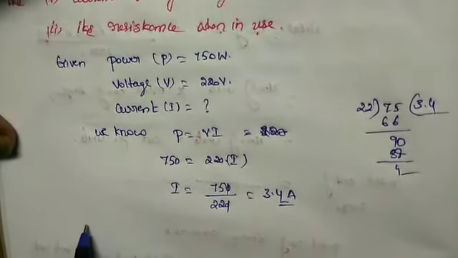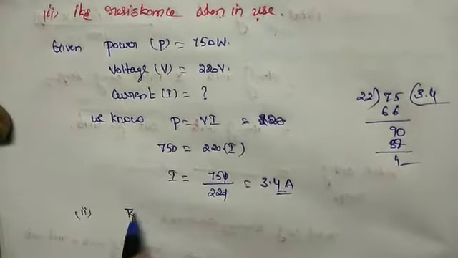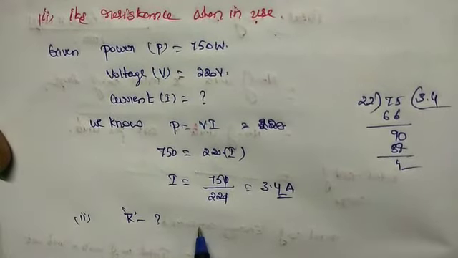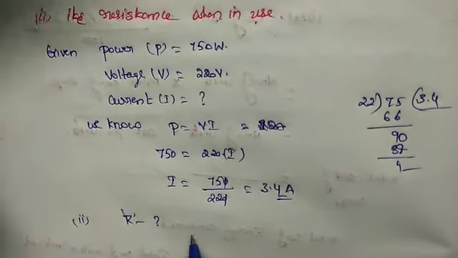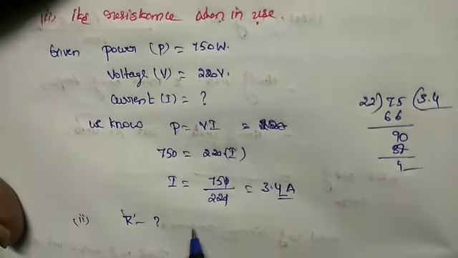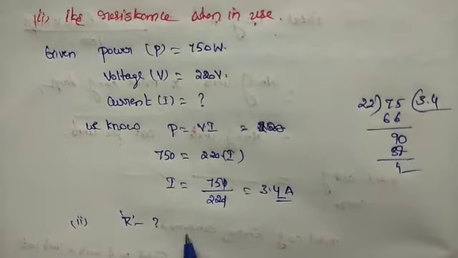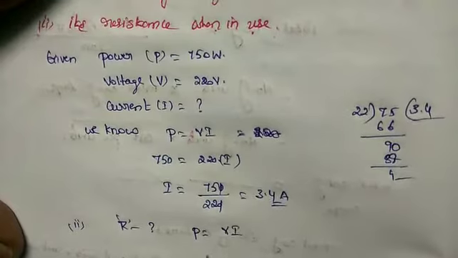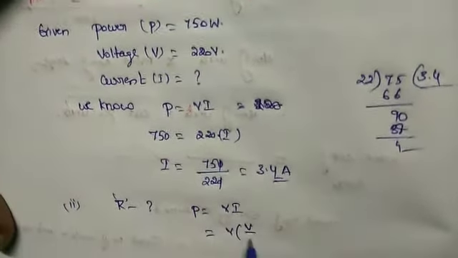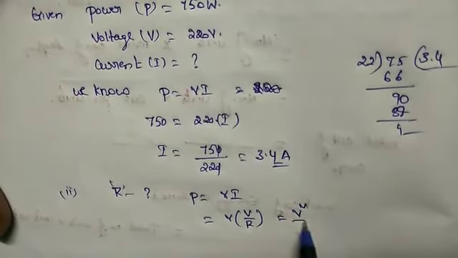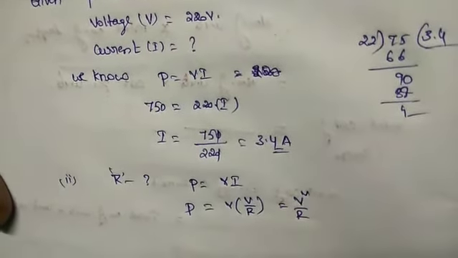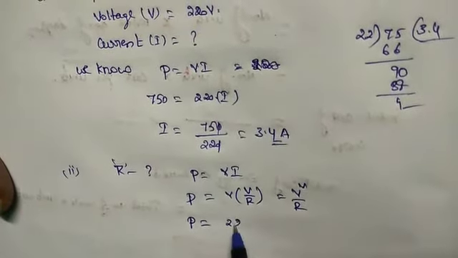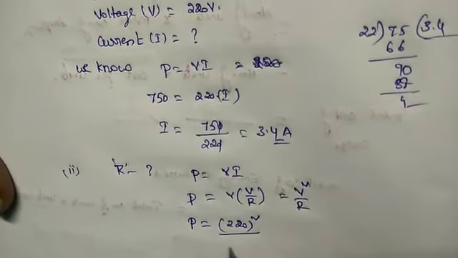Now we go to the second one, resistance R. We know the formula P is equal to VI. We can use I square R or V square by R, any one. V into I, with I equal to V by R, gives P equal to V square by R. So P is equal to V square by R, where V is 220, so 220 whole square by R.